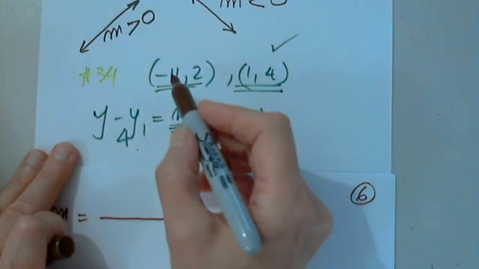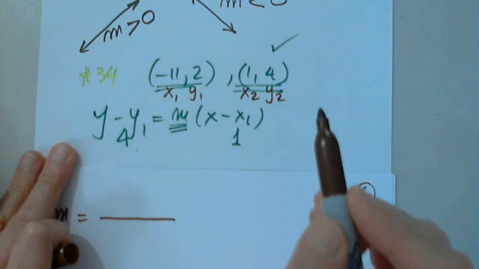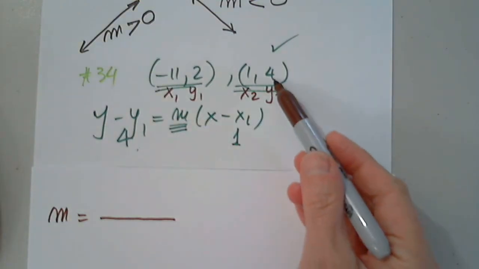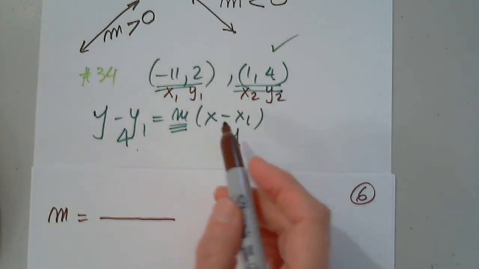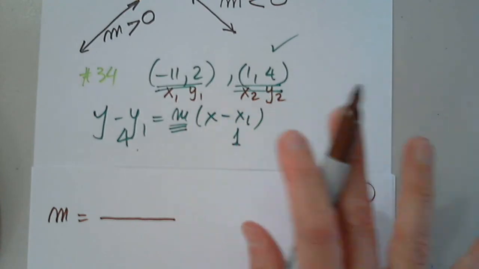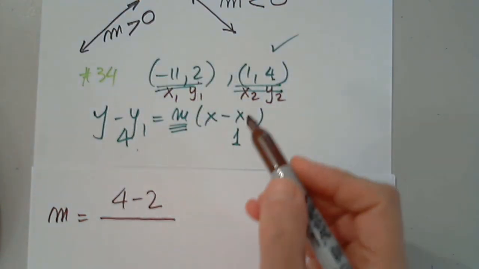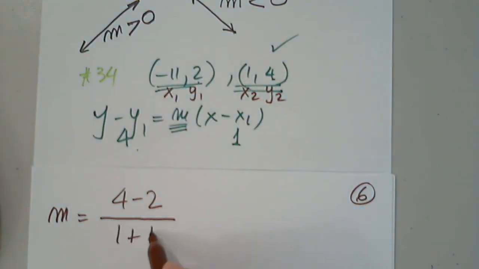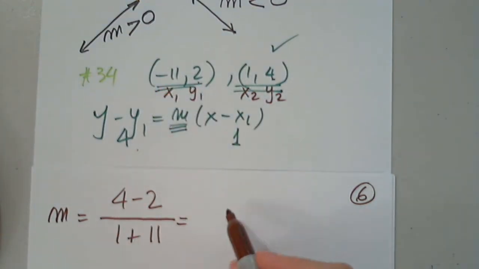So the easiest thing to do is label, first of all, x1, y1, x2, y2. Sorry, 4 at the bottom, negative 11. So y2 minus y1, because I already labeled them, but you're correct, you don't have to change anything. So y2 minus y1: 4 minus 2, over 1 minus negative 11. The top is 2.